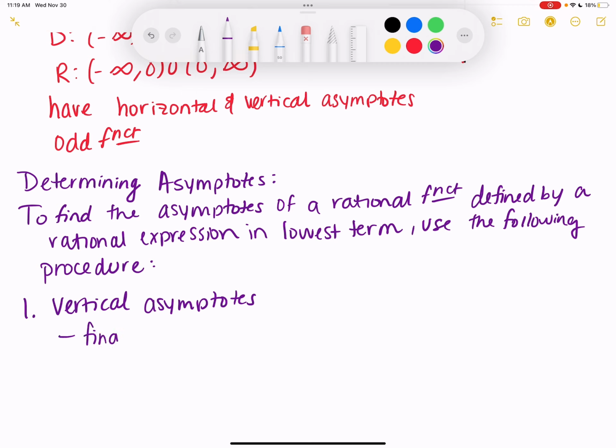Find a vertical asymptote. I'm abbreviating vertical asymptote as VA. So find a vertical asymptote by setting the denominator equal to 0.